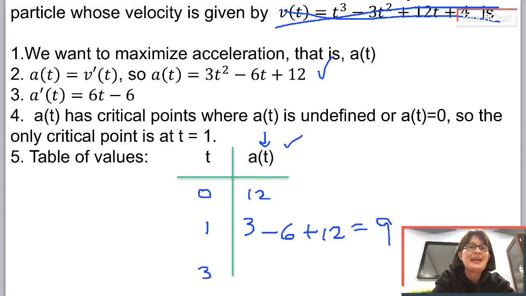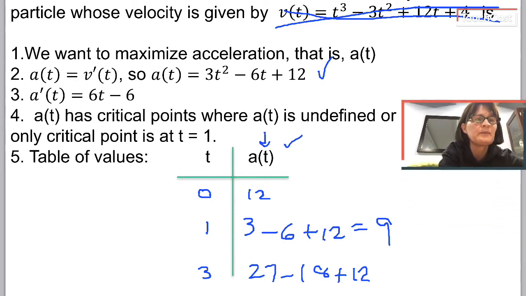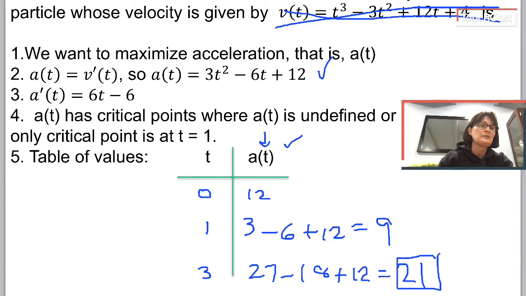And I'm going to need a of 3. That's going to be times 9 is 27 minus 18 plus 12. I just have to figure out, is that bigger or smaller than 12? That's 9 plus 12, which is 21. That's the biggest number in my list. I don't have to check any other t values because I've checked both endpoints and any critical points for acceleration.